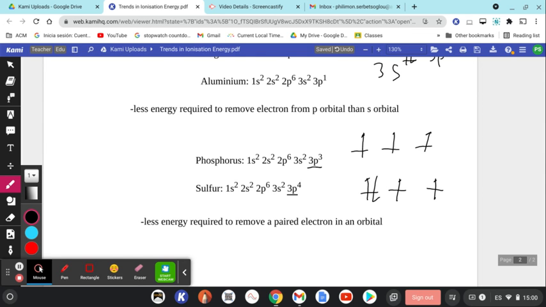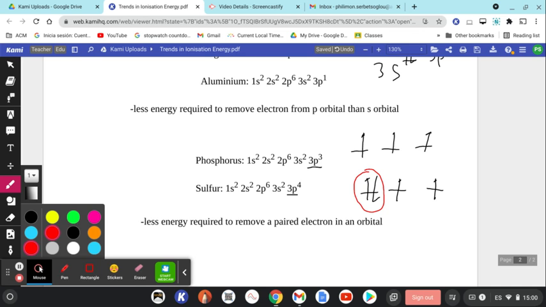Now, because in this orbital you have two electrons, they repel each other because they have the same charge. And therefore, removing one of these electrons is actually energetically favorable. So you require less energy to remove that paired electron in the p orbital. So again, there's a little dip between phosphorus and sulfur. So sulfur has a lower ionization energy than phosphorus, although you would expect the opposite because you're going across a period again.